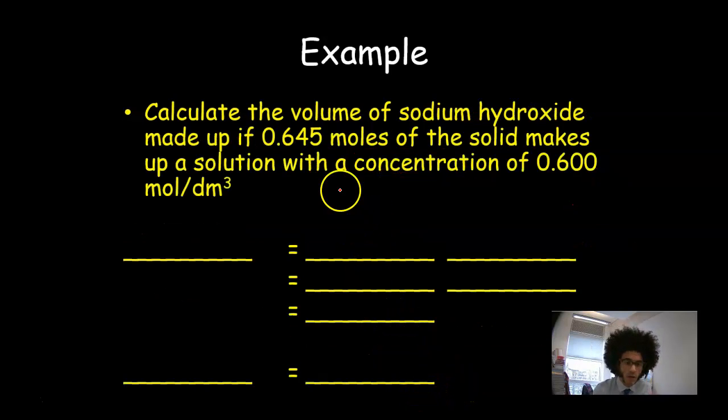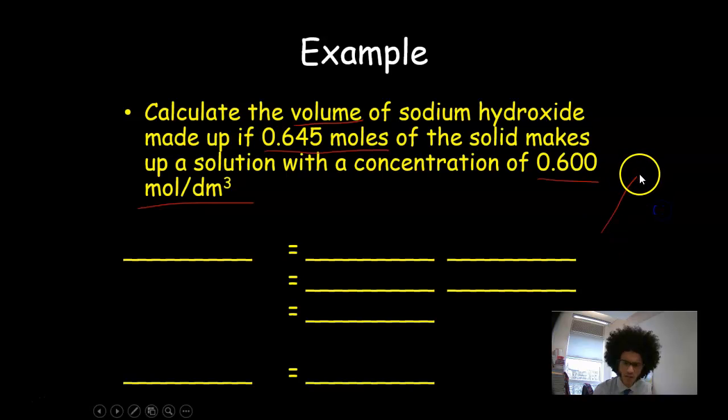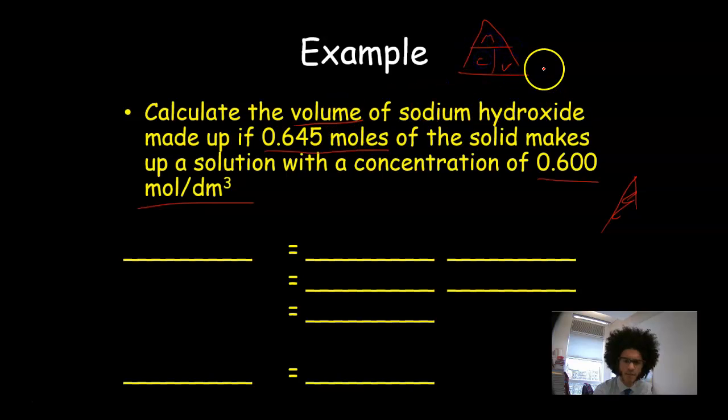Let's try one more. So here it says calculate the volume of sodium hydroxide made up if 0.645 moles of the solid makes up a solution with a concentration of 0.600 moles per decimeter cubed. Now the first thing I'm going to do is my equation triangle. So it's moles, concentration, and volume. Now I'm working out volume. So volume equals moles divided by concentration.